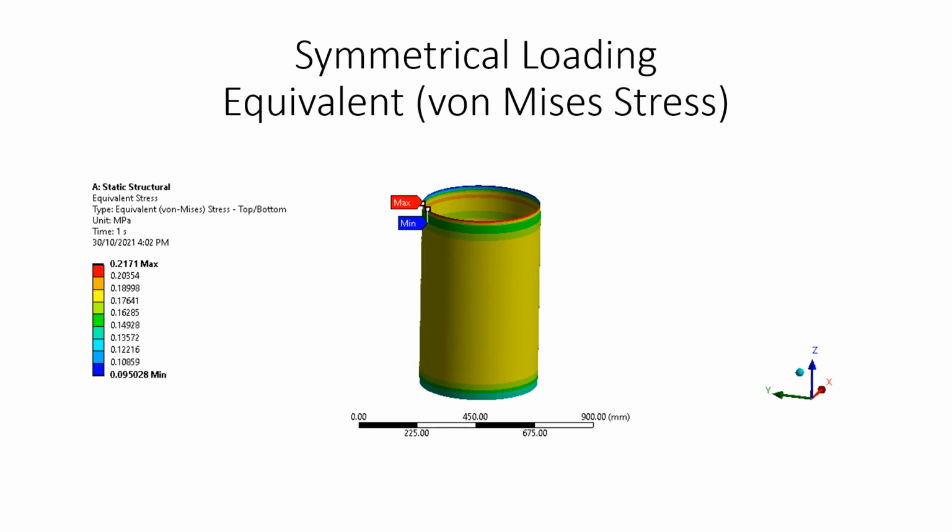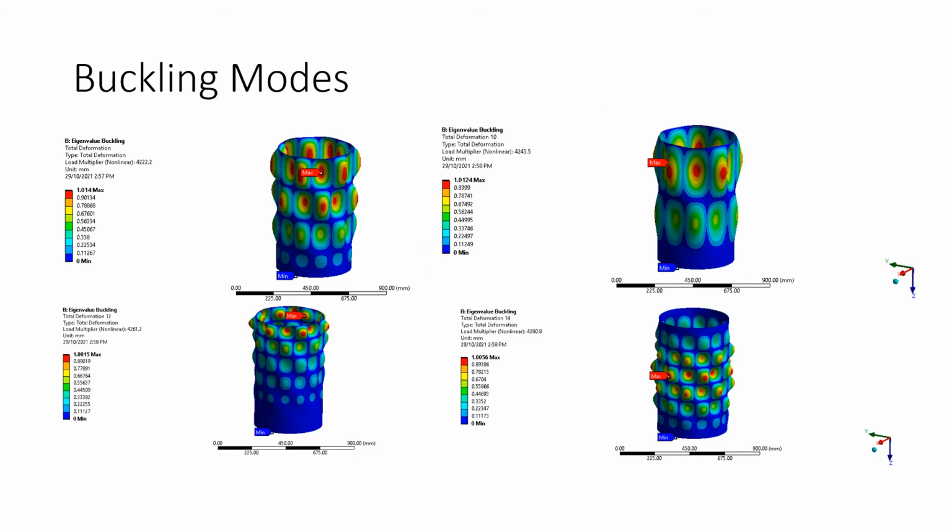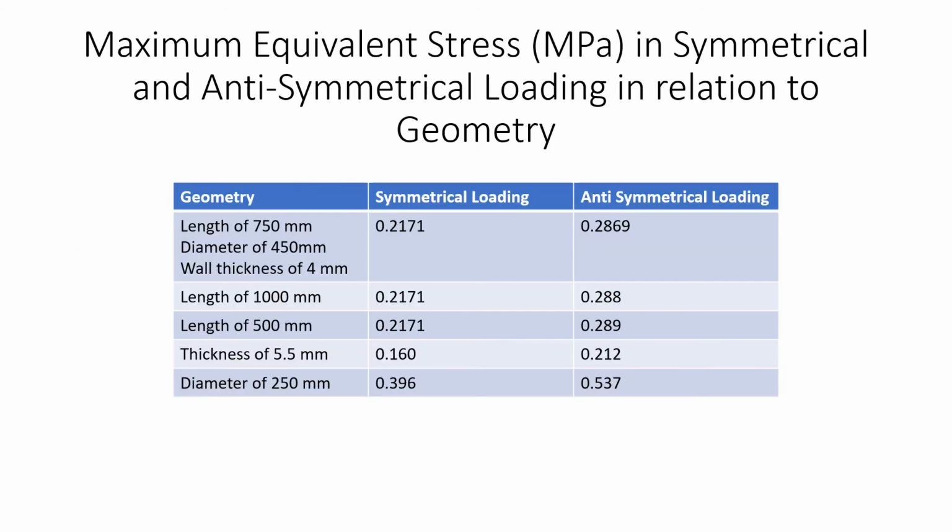For the symmetrical loading case, as expected, the loading is much more distributed evenly throughout the structure. The maximum equivalent stress is 0.217 megapascals. In a similar way to the previous test, buckling modes are shown below for the symmetrical loading case, with total deformation and loading multiplier being shown. The results are tabulated below.